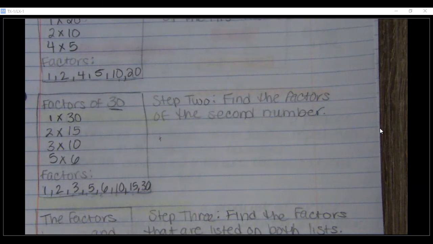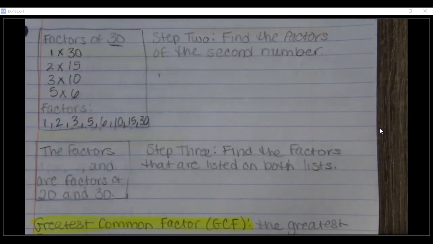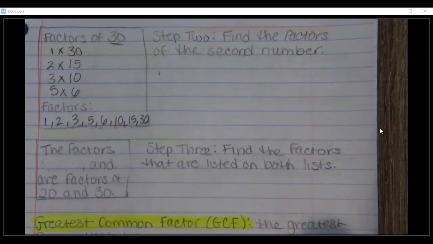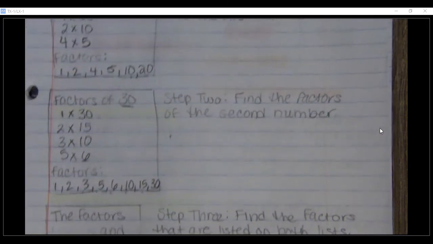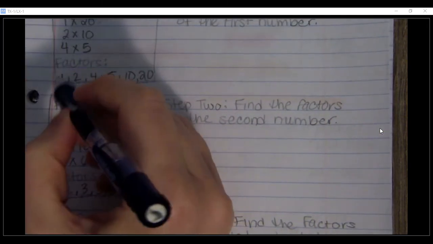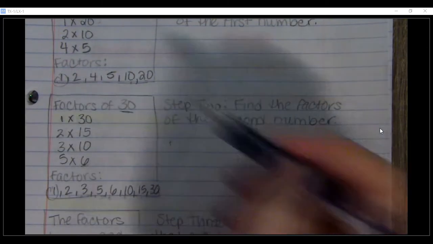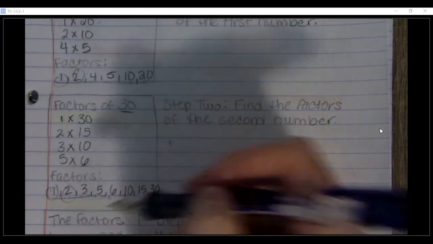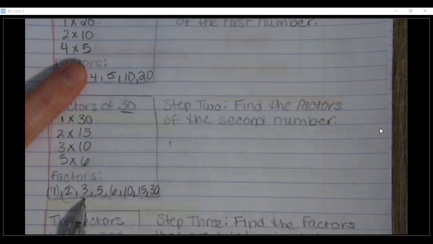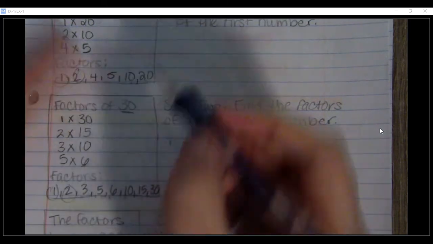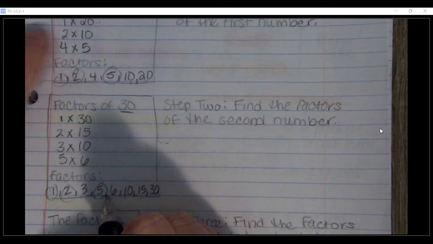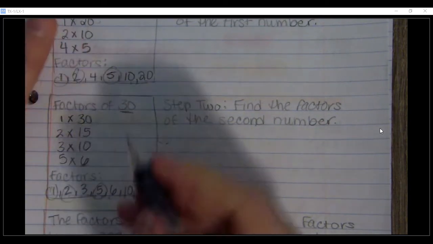Now let's move on to our next step. Step 3. Find the factors that are listed on both lists. Okay, that's what we need to find. If I take a look at both my lists, I see that 1 is a factor for both of them. 2 is a factor for both of them. See, I have a 4 and a 3. That doesn't match up. But wait, the 5s do. 5 and 5. 6, no. Look at that. We have 2 10s.